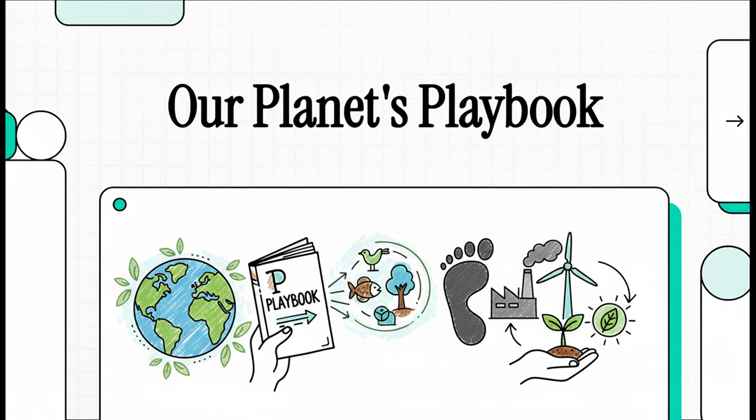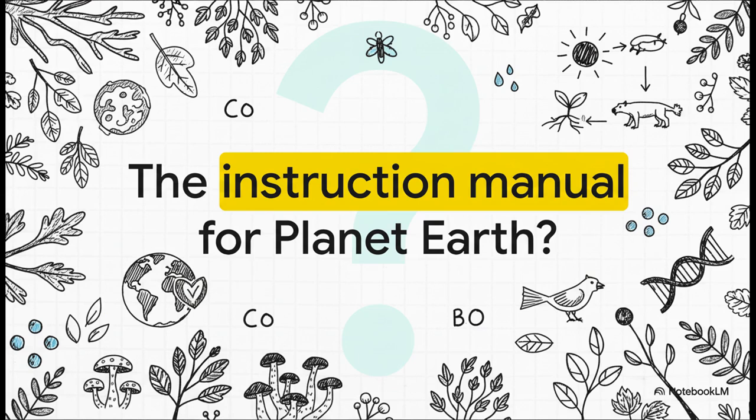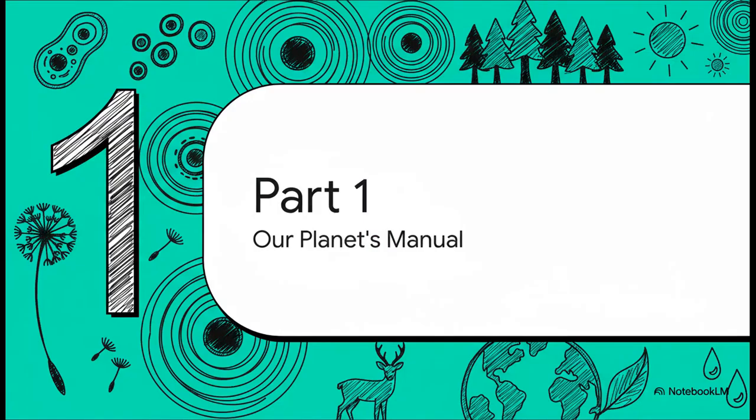Let's get started. So, if you could get your hands on an instruction manual for Earth, what do you think it would say? Well, here's the thing. We kinda already have one. It's called Ecology. It's the science that explains this incredibly complex web of connections that makes all life on our planet even possible. So let's start with part one, our planet's instruction manual.